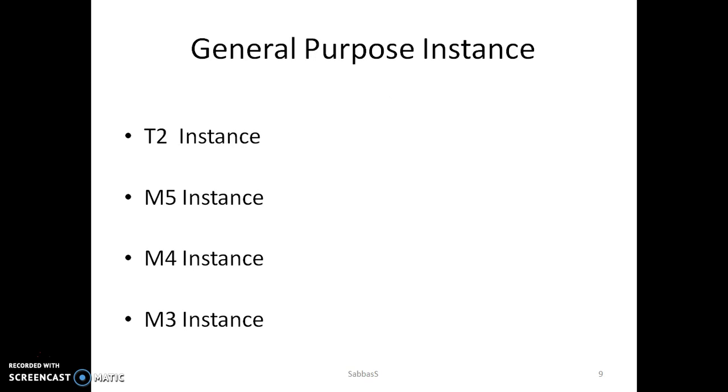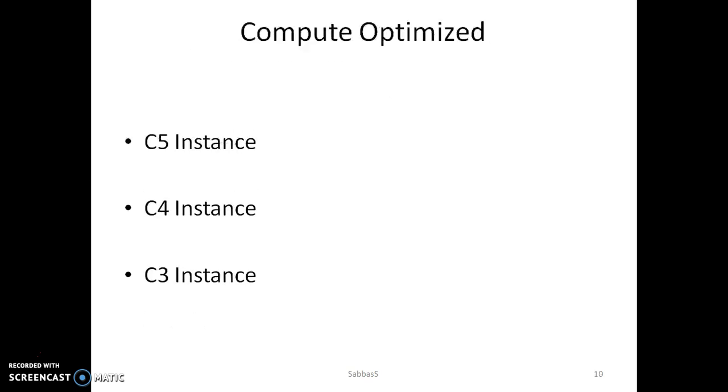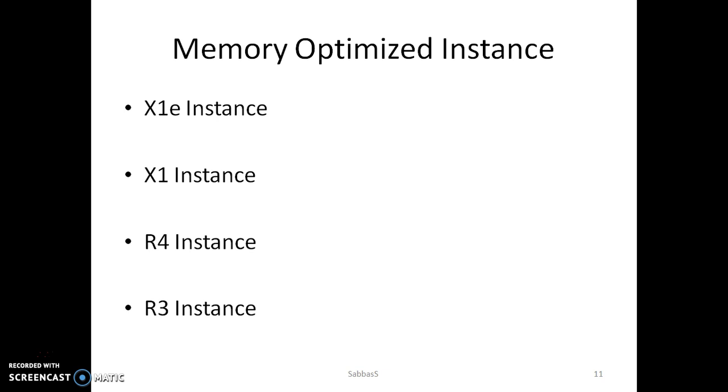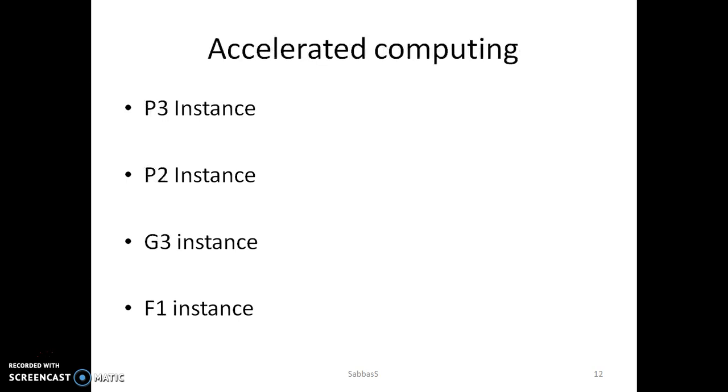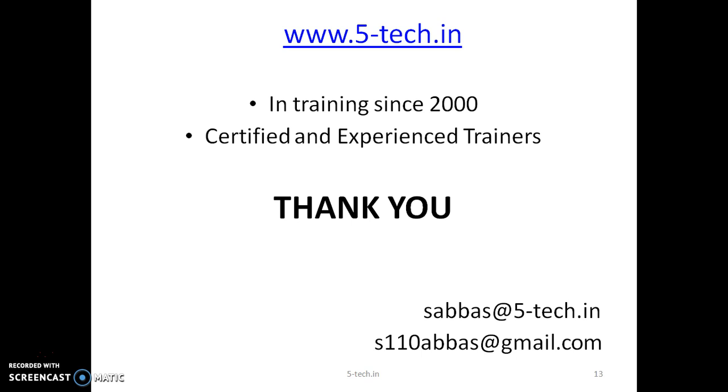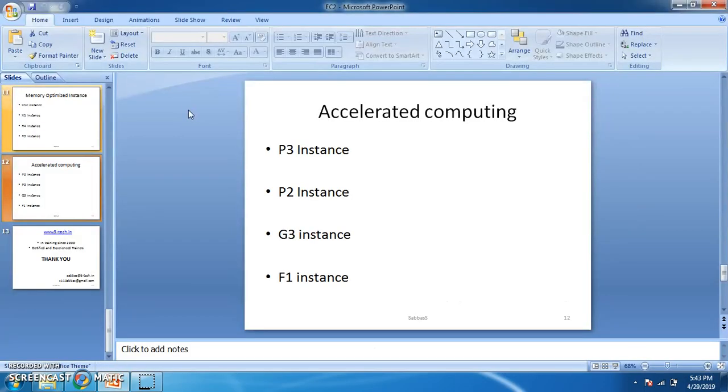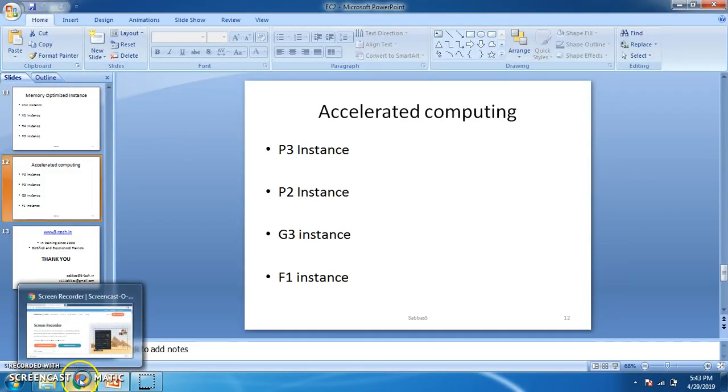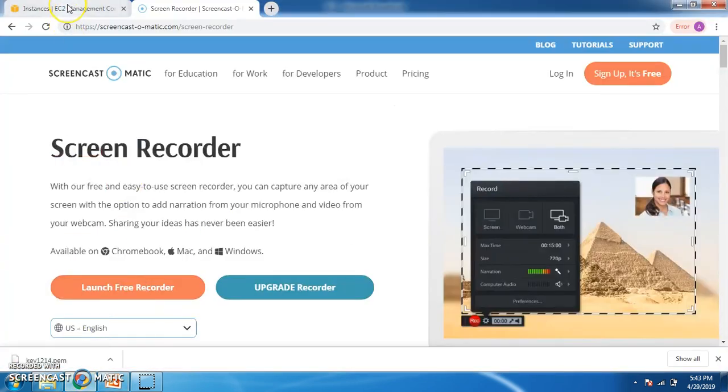Under general purpose, you have these instances: T2, M5, M4, M3. Then under compute, you have C5, C4 and C3 instances. Under memory optimized, you have X1E, X1, R4 and R3 instances. Under accelerated computing, you have P3, P2, G3 and F1 instances. So this is the basics of theory for you to understand.